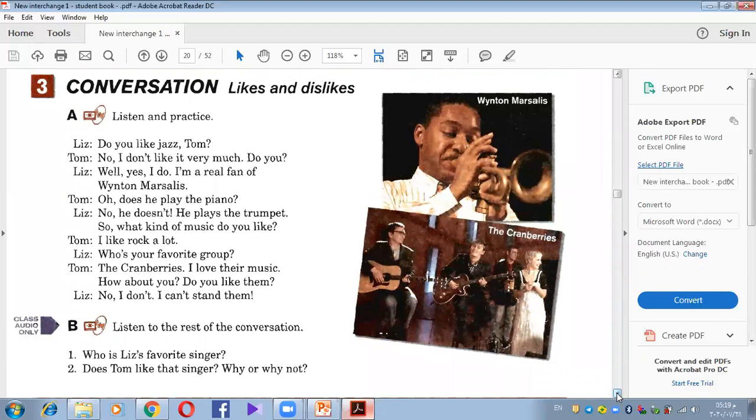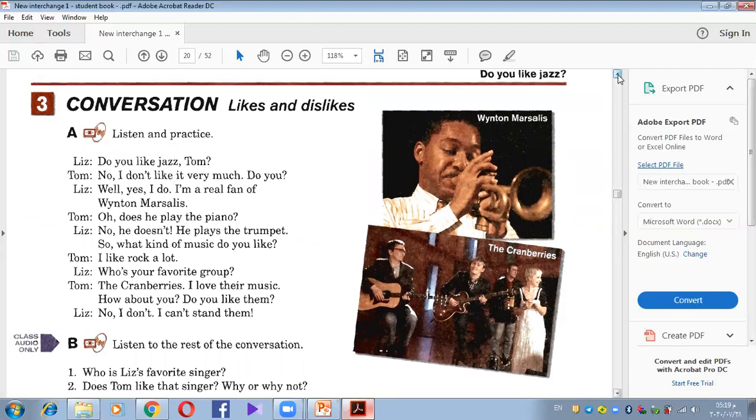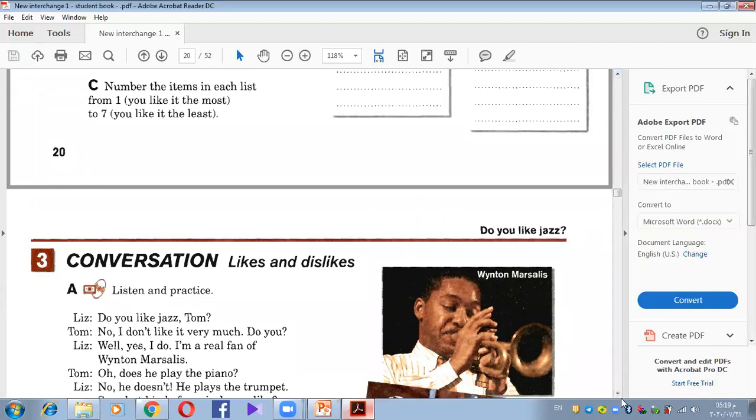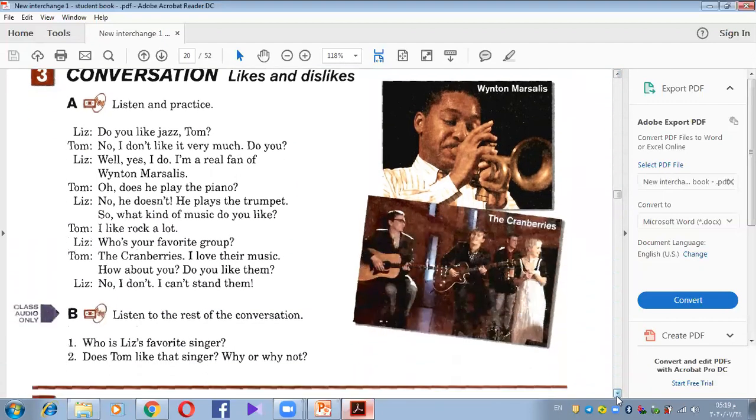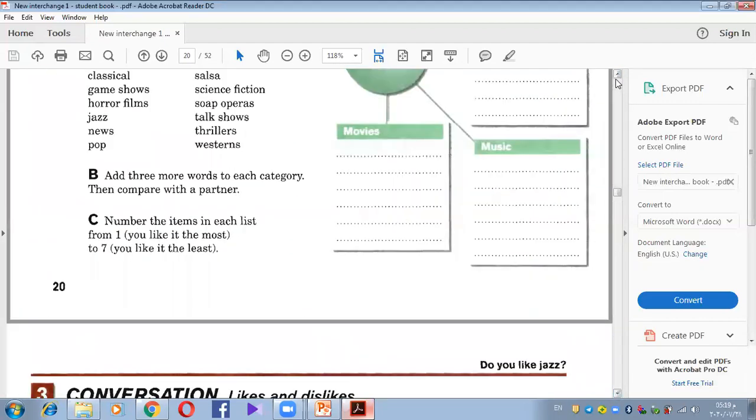Likes and dislikes. We are going to listen to this conversation. It's about entertainment. After we finish listening, you are going to answer these two questions. It's homework as well. Who is Liz's favorite singer? And does Tom like that singer or not? Why or why not? Okay. Let me just check which page. Okay, 21. So let's try to listen.